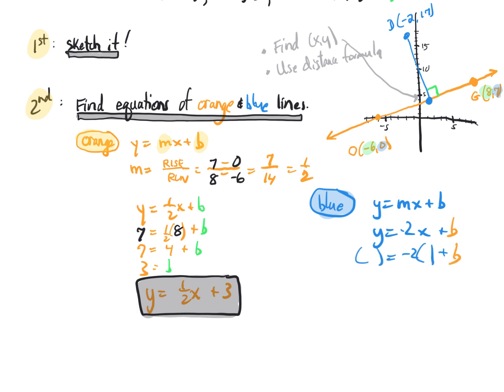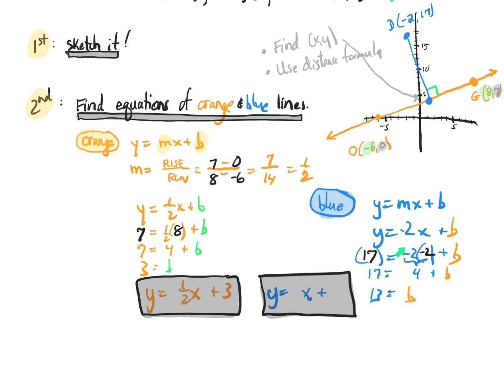So what point is on the blue line? This one. When x is -2, y is 17. So 17 is equal to 4 plus b. Subtracting 4 from both sides, we have that b is equal to 13. So if y equals mx plus b, our slope is -2, and our vertical intercept is 13.